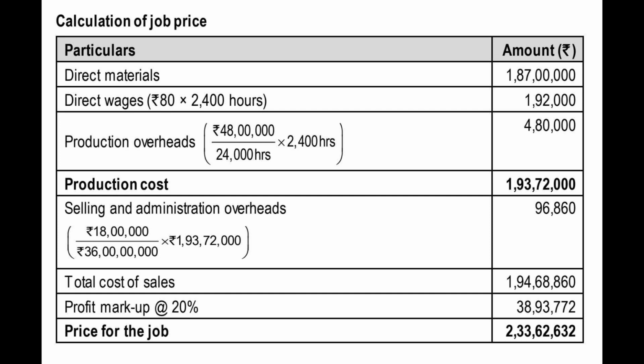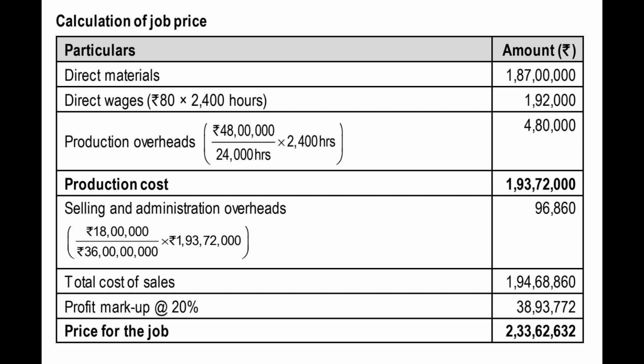But our production cost is 1 crore 93 lakh 72,000. So we have to proportionately calculate for 1 crore 93 lakh 72,000. How? 18 lakhs divided by 36 crores into 1 crore 93 lakh 72,000. The resulting figure would be 96,860. Selling and administration overhead is nothing but 96,860. That means if production cost is rupees 100, then the selling and administration overhead would be 50 paise.